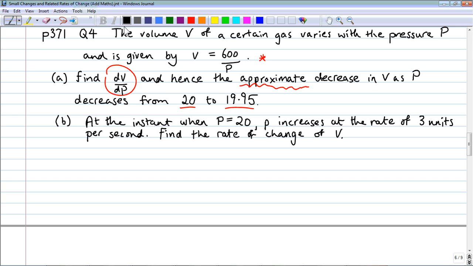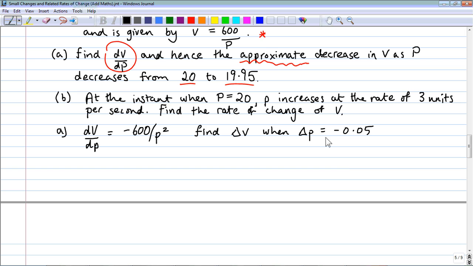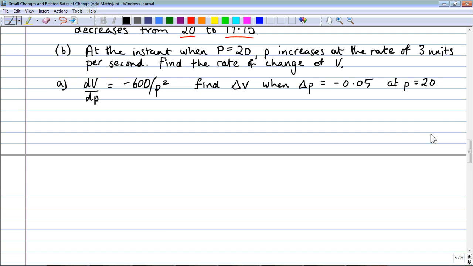Okay, so the first thing we have to do is find dV by dP. dV by dP, that's easy. That's minus 600 over P squared. Now let's find the approximate decrease in V. So find delta V when delta P is minus 0.05, and starting from an initial value of 20.